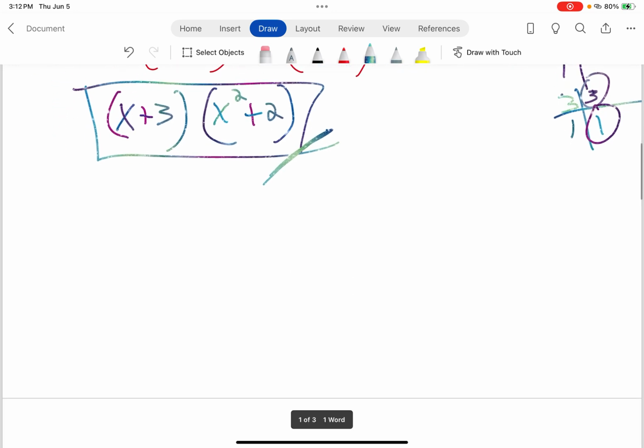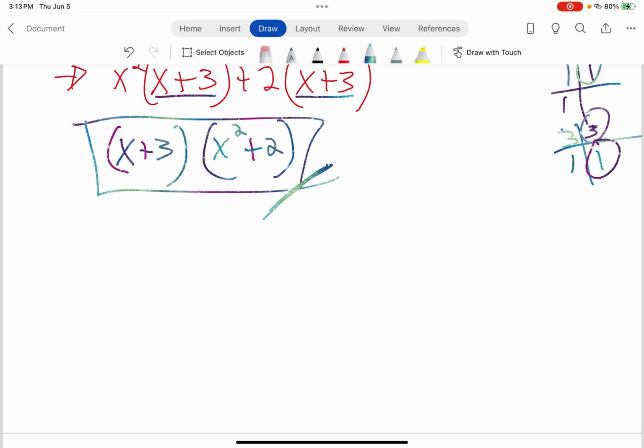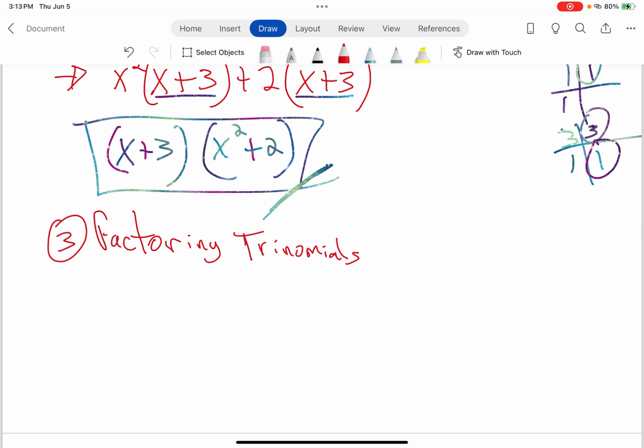Then we will continue. Let me see if I have a space here. Yes, I have a space. Here I will continue on. Let me call this number 3. Factoring trinomials. I bring the example for you, which was x squared plus 5x plus 6. So this is the sample.